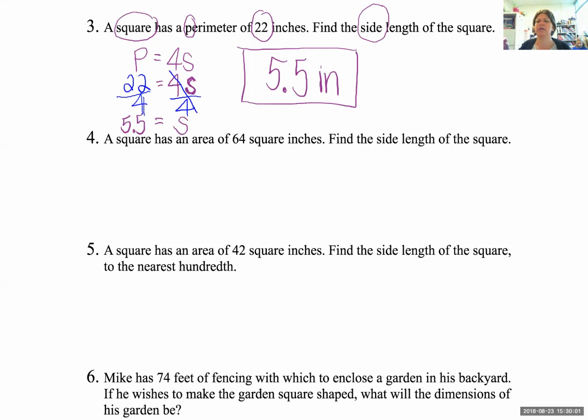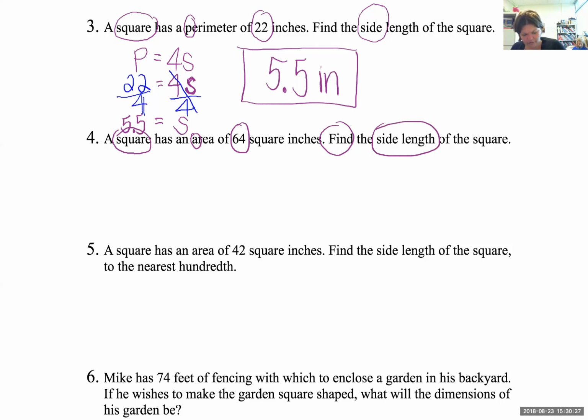Let's see some more that get a little more complex. Okay, so number 4, a square has an area of 64 square inches. Find the side length of the square. So we're looking at a square. We know its area, and we've been asked to find the side length.